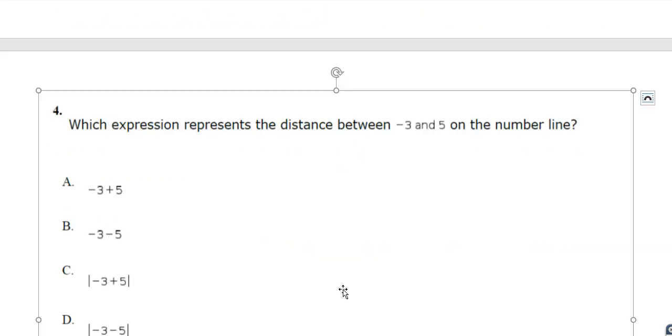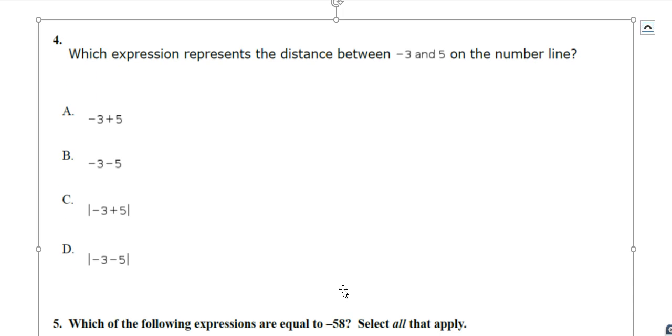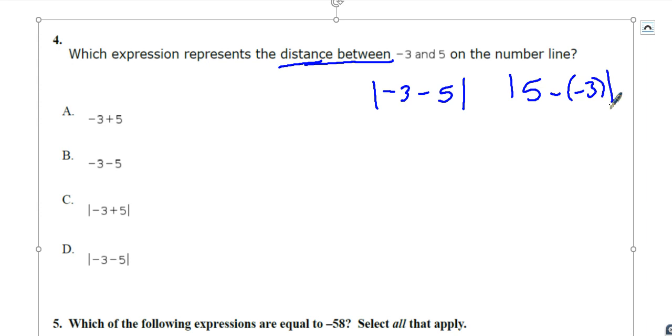Which expression represents the distance between -3 and 5 on a number line? When we're talking about the distance between any 2 points, we know that that requires you to very simply take the two numbers and subtract them in any order that you want, and then take the absolute value. So I would have done -3 minus 5 and take the absolute value, or I could have reversed them and said 5 minus -3 and take the absolute value of that.